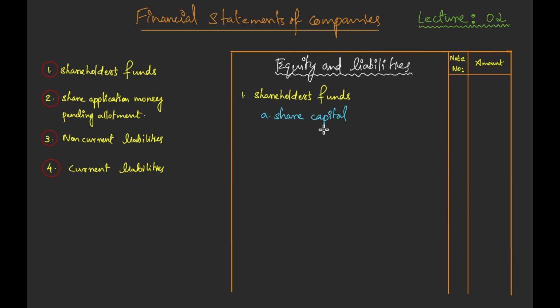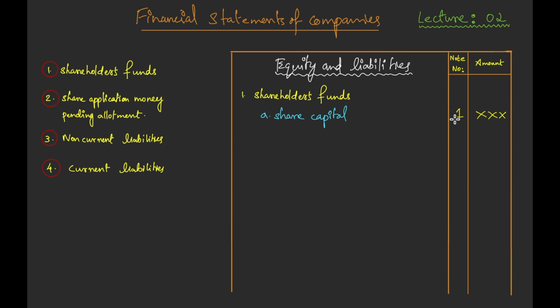So what is share capital? Share capital is the money or capital raised by the company by issue of shares, and it could be from the issue of equity shares or preference shares. And on the face of the balance sheet, we only write the total amount of share capital. The details of the shares, that is the total amount of preference shares or the total amount of equity shares, are not disclosed on the face of the balance sheet. That will be disclosed under notes to accounts.